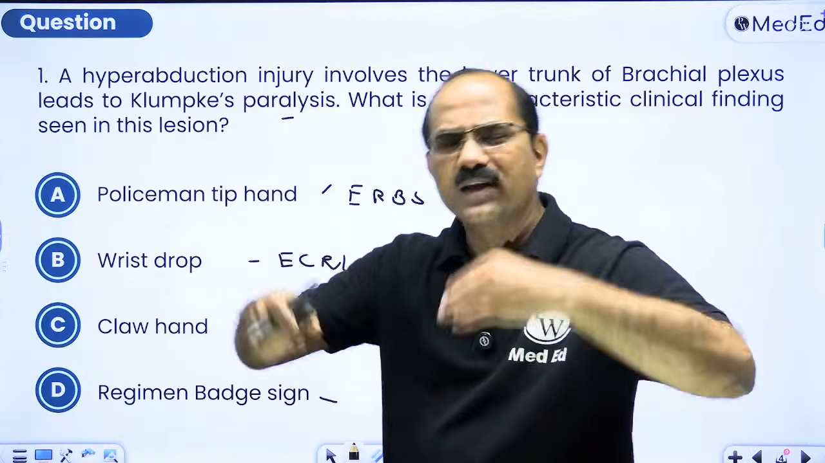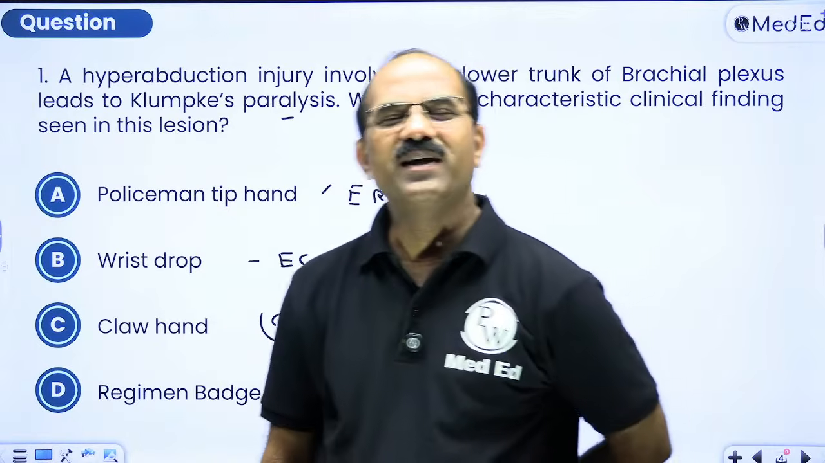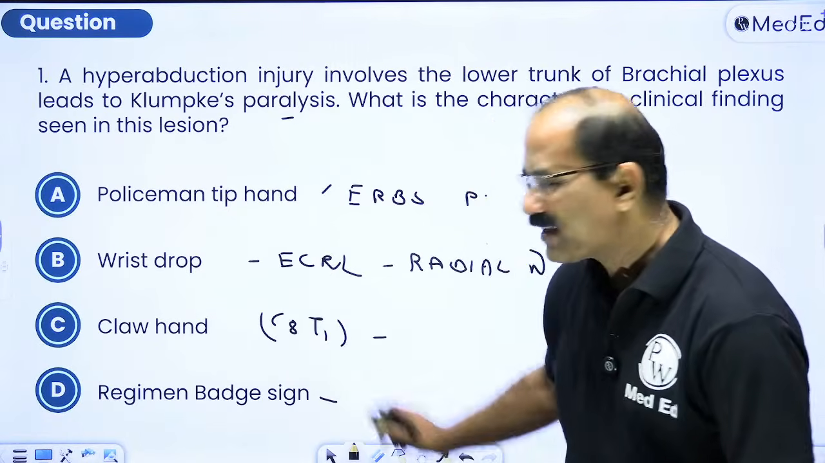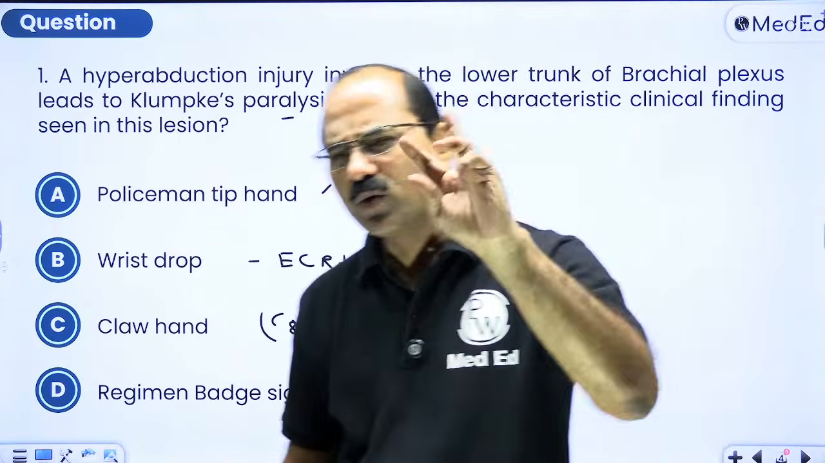This itself can come as a clinical question. Yes, come on, axillary nerve, very nice, axillary nerve. So when do you get the regimental badge sign? In axillary nerve injuries. Axillary nerve supplies two muscles.